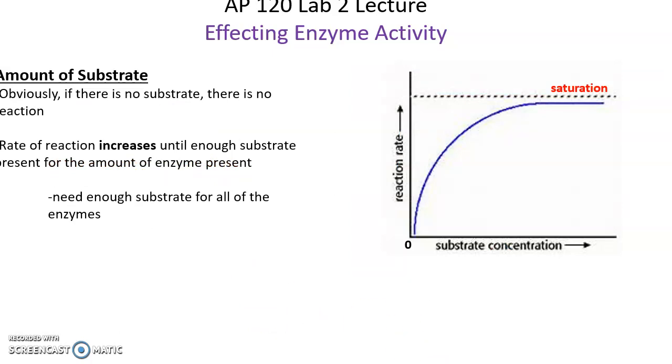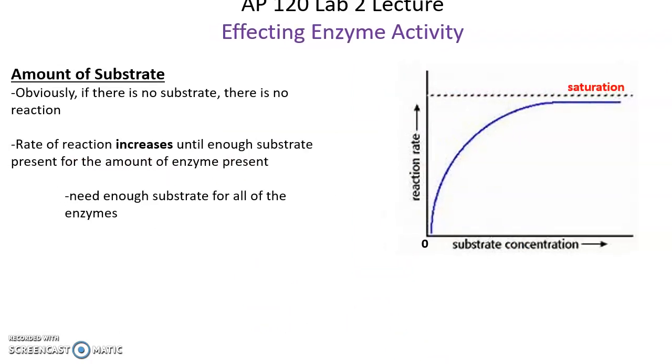All right, moving on. Amount of substrate. So obviously, if there's no substrate, there is no reaction. And it turns out the rate of the reaction will increase, so it gets faster as you increase the amount of substrate. However, this plateaus out so that you eventually get to a point where the substrate is saturated, and adding more substrate will not increase the reaction rate.